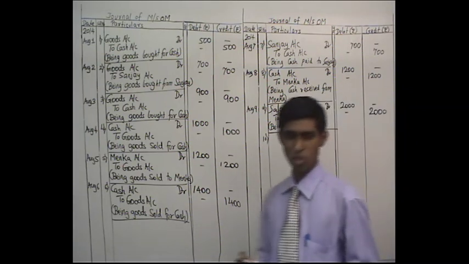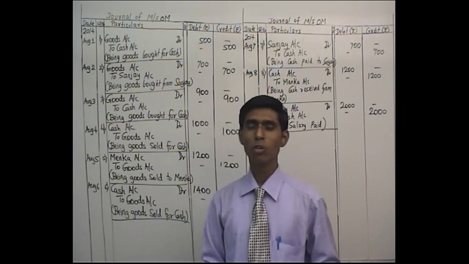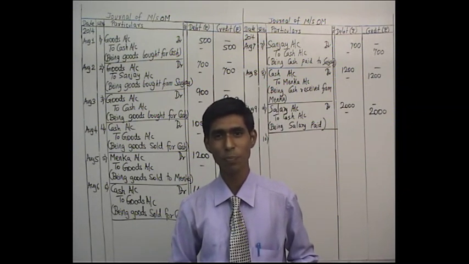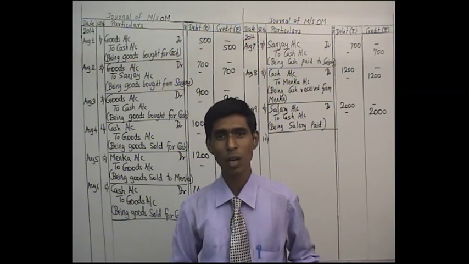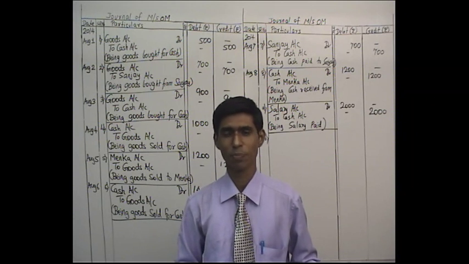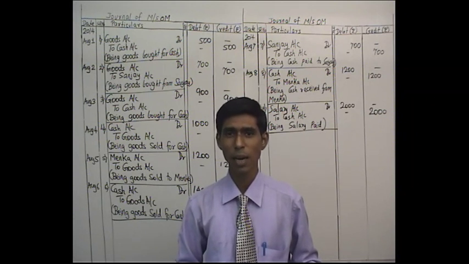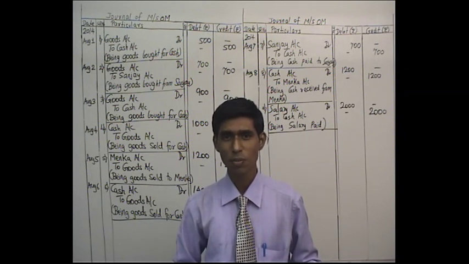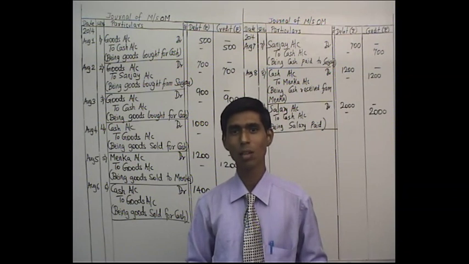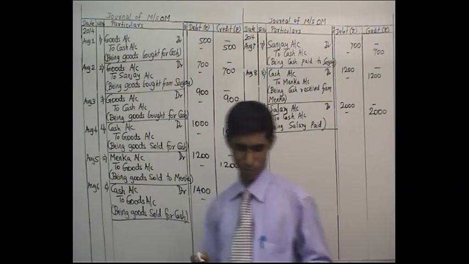Now last transaction, withdrawn cash from bank. When I am saying withdrawn cash from bank, cash will be coming in and bank is a personal, he is a giver. So underline cash and bank. Cash real comes in debit, bank is a personal, giver credit.